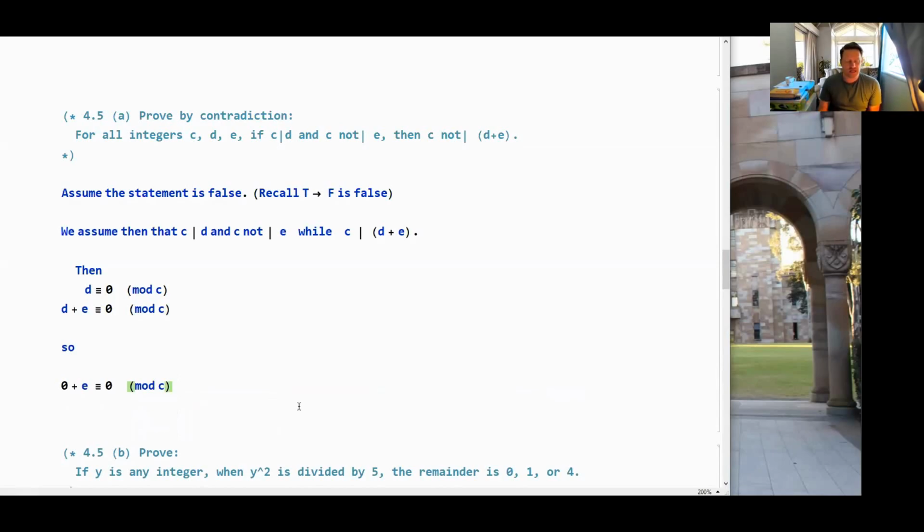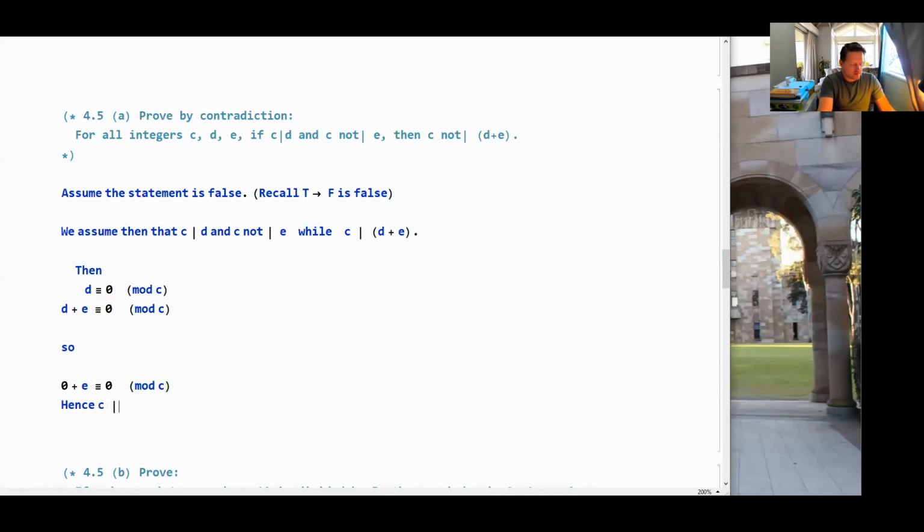Right, but what this says is that E is congruent to 0 mod C, and that means that C divides E. Hence, C divides E, a contradiction. Okay, because it contradicts the assumption that C does not divide E, right there. Is that clear? Any questions?